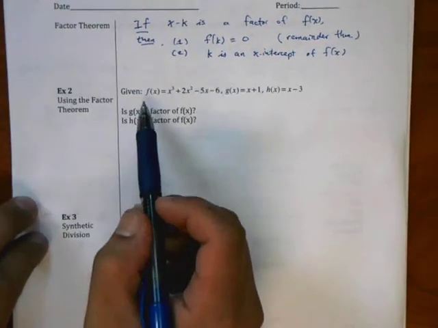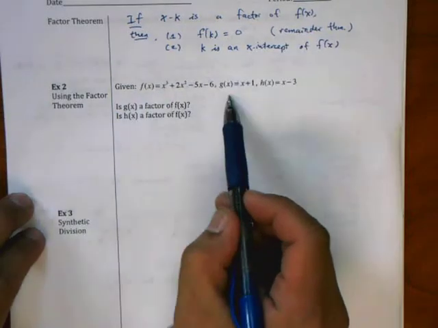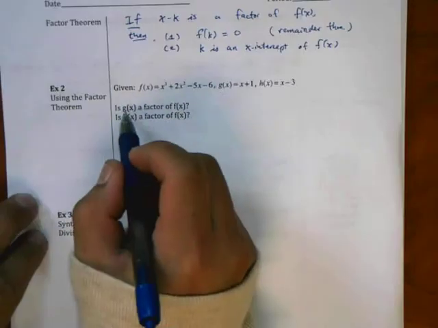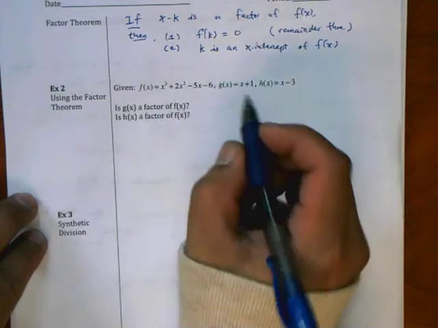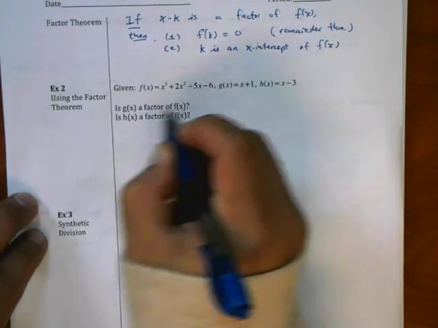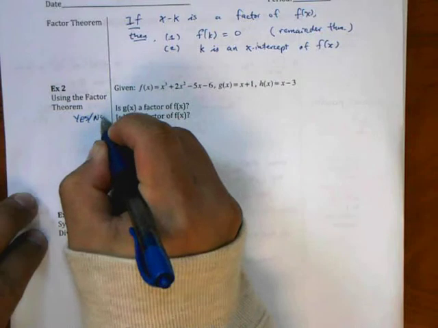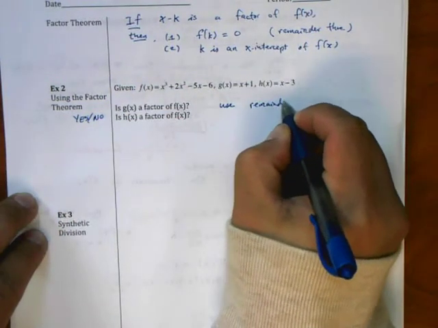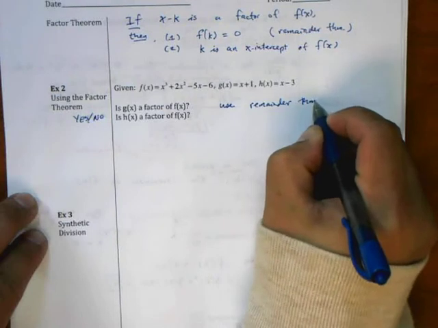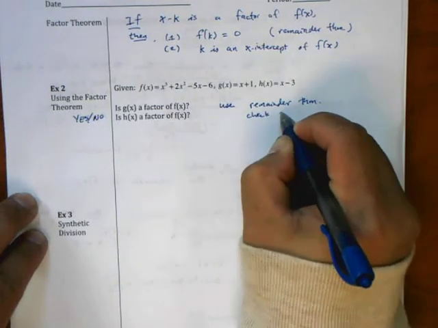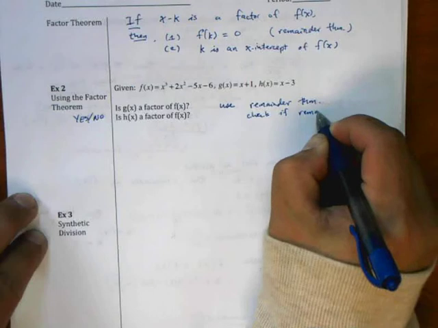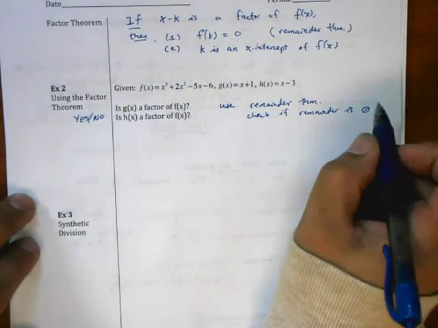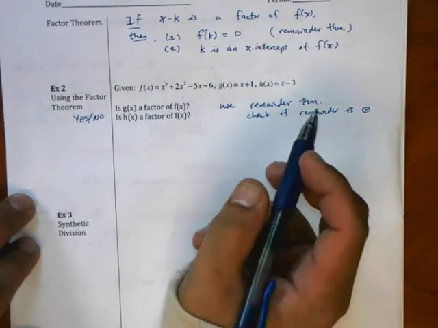So I have a couple of examples. This is f of x, this is g of x, this is h of x. And the question is, is g of x a factor of f of x? These are yes-no questions. So we're going to use the remainder theorem and check if the remainder is 0. If it is 0, then it is going to be a factor.